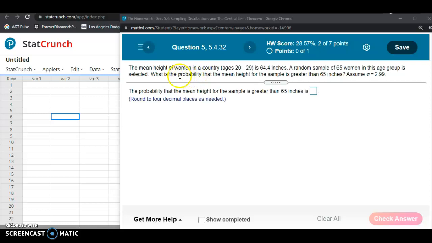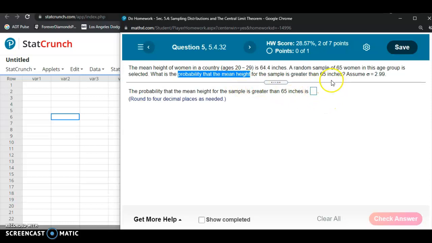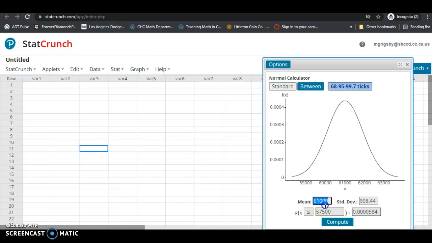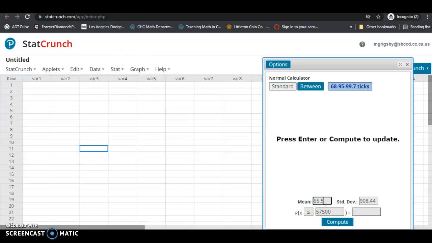So we want to find the probability that the mean height is greater than 65 inches, and we're assuming that the standard deviation of the population is 2.99. When we input this into StatCrunch, the mean of the sample means is equal to the population mean. So the mean of the sample means is equal to 64.4, which is our population mean.